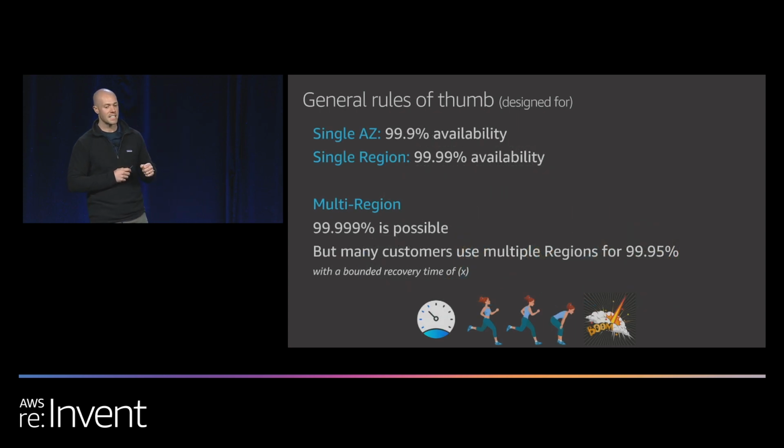3 nines means 43 minutes a month for recovery time. 5 nines is 26 seconds a month. That means if you have 2 issues a year, you have 2.5 minutes to resolve the issue. And in 2.5 minutes, you can't get a human involved. Your system has to be 100% automated.